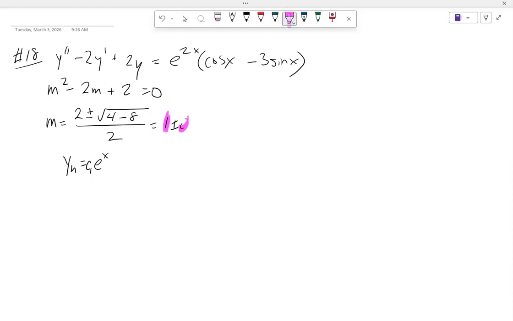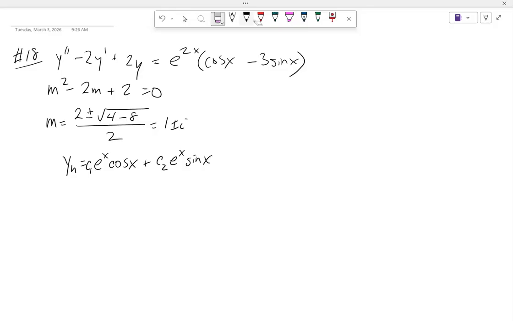Where does that i piece come in? Yeah, it'd be a cosine x, and then the second part will be a c2 e to the x, still a positive x because it's just that real number, and then a sine x. Yep. Let me get rid of that highlight there. There we go.